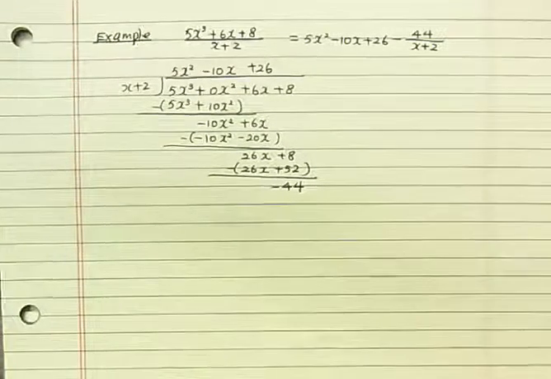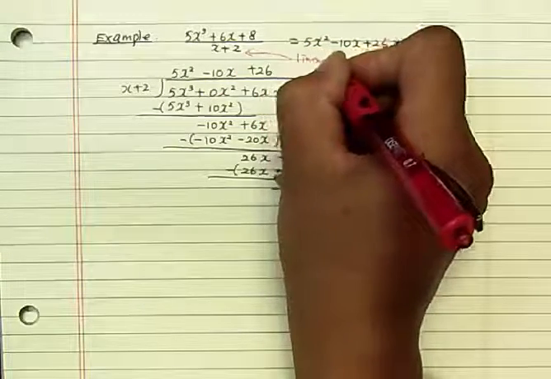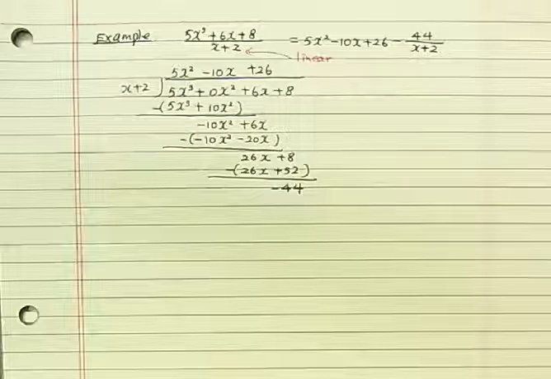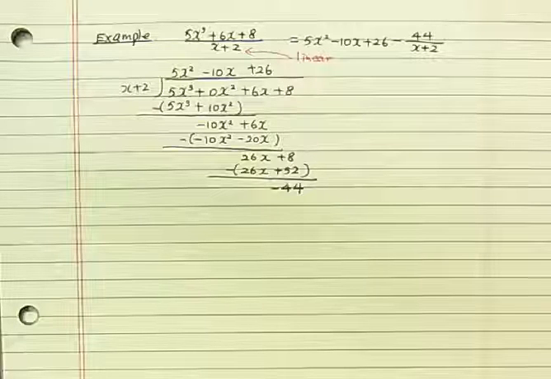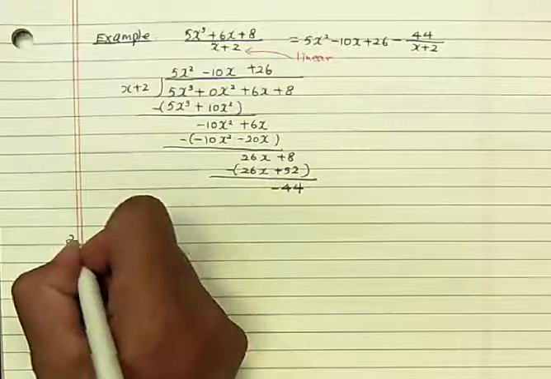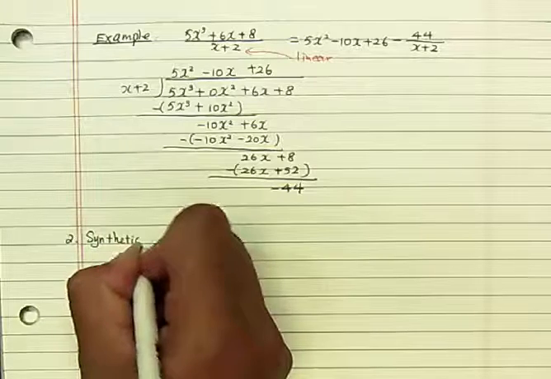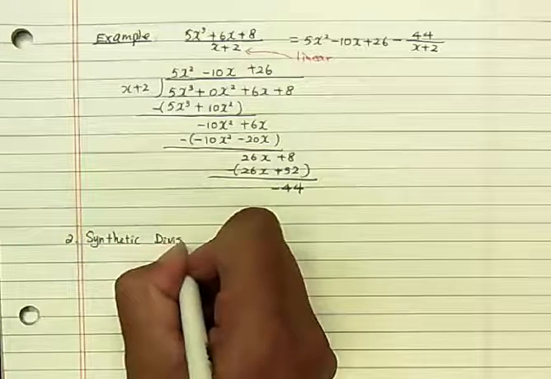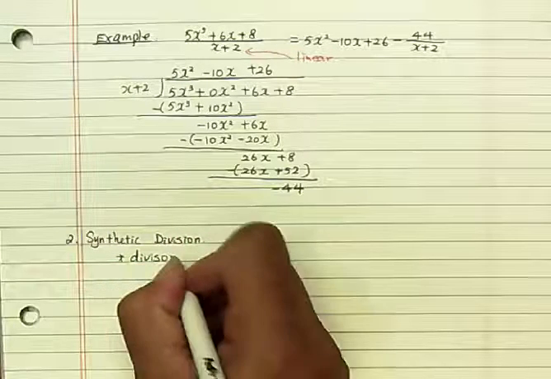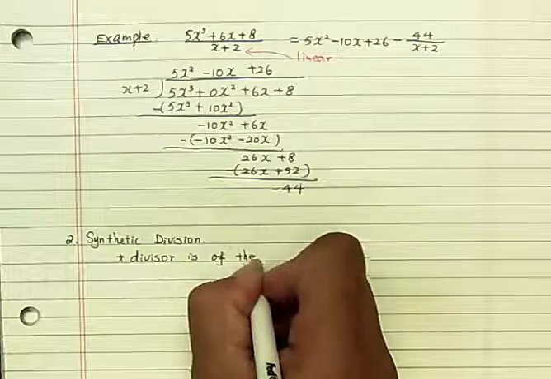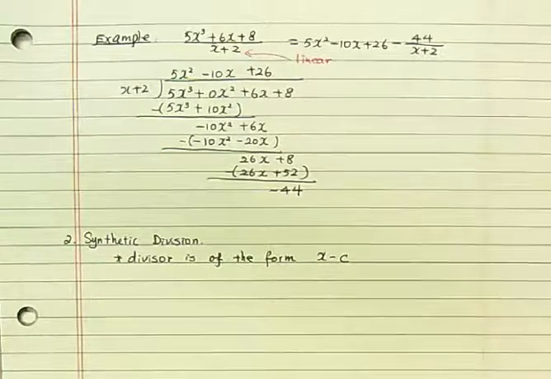Indeed, this is a special kind of divisor, called a linear divisor because the degree is 1. When we have a linear divisor, we can use another kind of division called synthetic division. How that works is, first, you need to make sure the divisor is of the form x minus c.